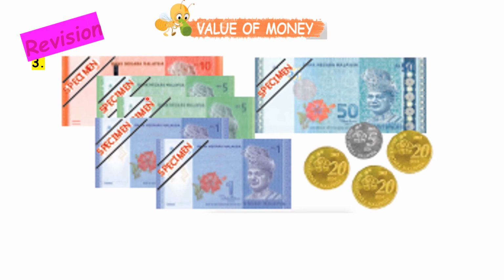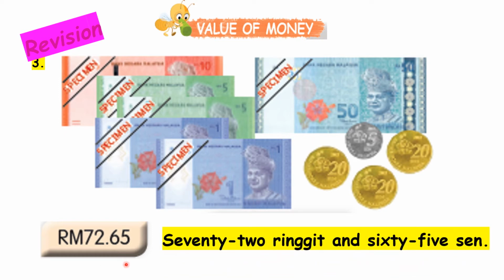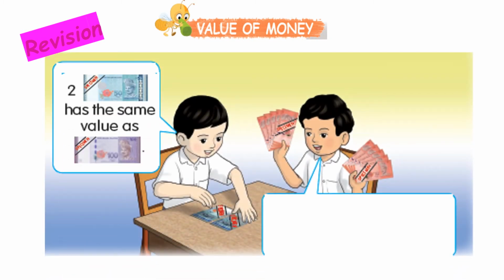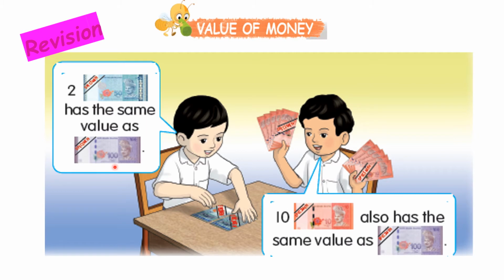Next, number 3. Okay, so this combination gives the value of 72 ringgit and 65 cent. Okay, this is in words, 72 ringgit and 65 cent. And remember, 250 ringgit has the same value as 100 ringgit. And 10 ringgit also has the same value as 100 ringgit.